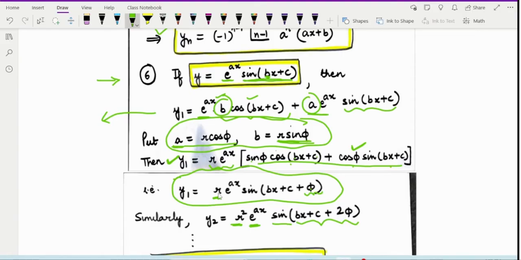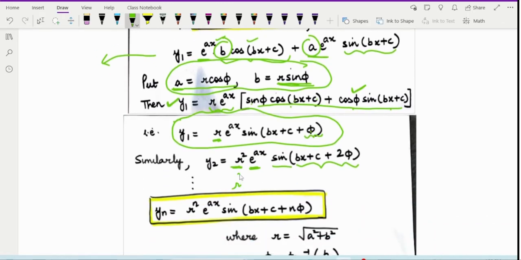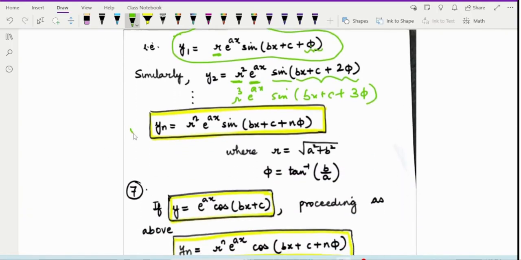So that makes you visualize this as a pattern being observed in every level derivative that you take. So in the first level you will just have r. In the second level you will differentiate once more to get one more r and one more phi added to the argument. In the third level you will get one more r, so the third level is going to become r cube e to power ax sine bx plus c plus one more phi added, so it's going to become 3 phi. So at the nth level it's going to take the shape r to the power n e to power ax sine bx plus c plus n phi, where r and phi have been introduced by us, because a was r cos phi and b was r sin phi.